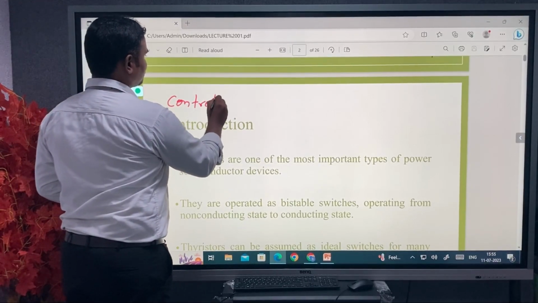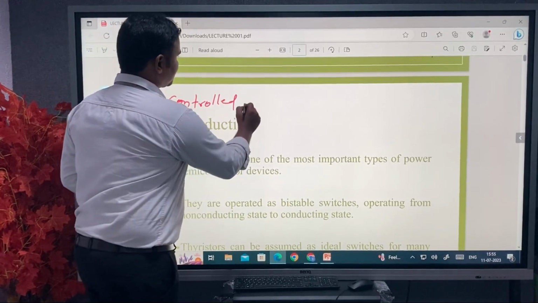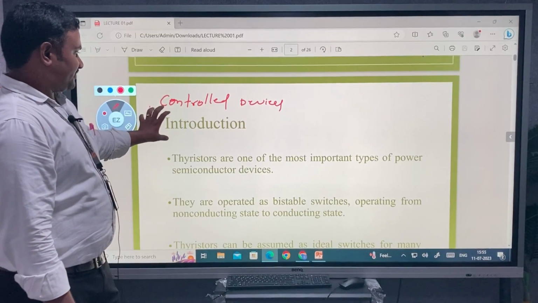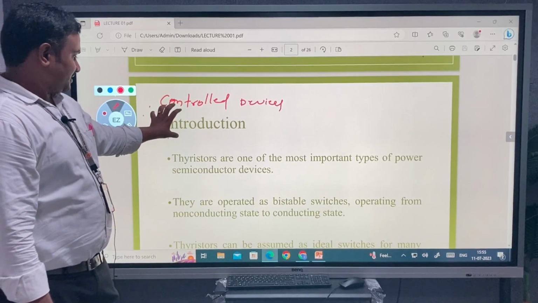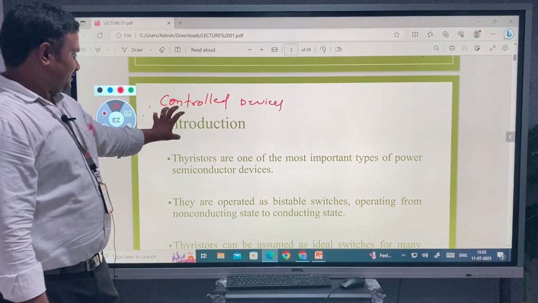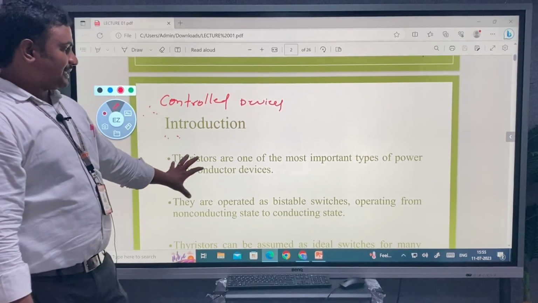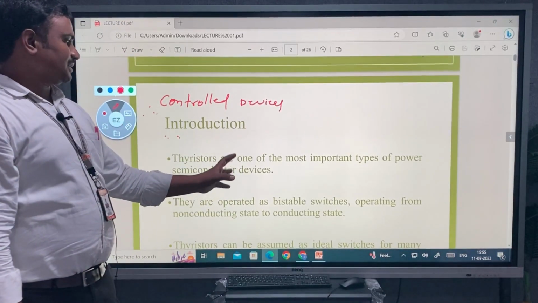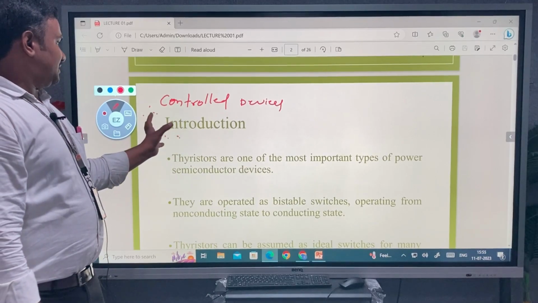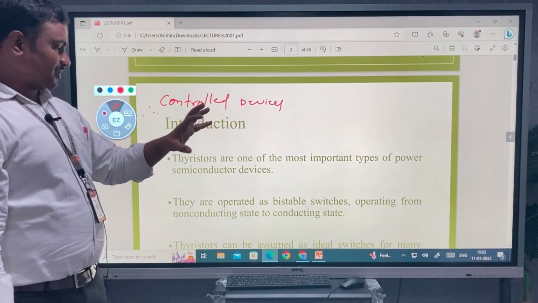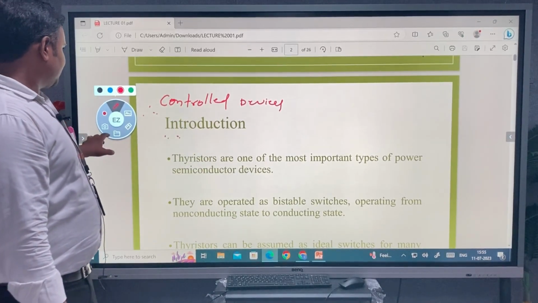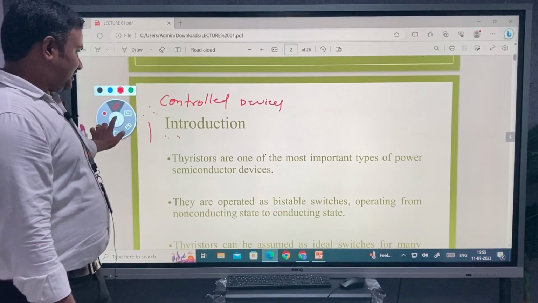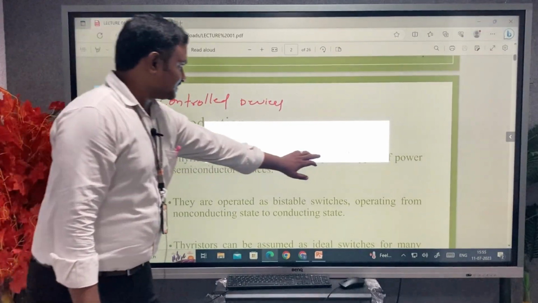Why are we going to thyristors? Because it's a controlled device, which has many benefits in power electronic converters. They are operated as bistable switches, operating from non-conducting state to conducting state. Initially this has three modes of operation, which we will discuss later. And a thyristor can be assumed as an ideal switch for many applications.